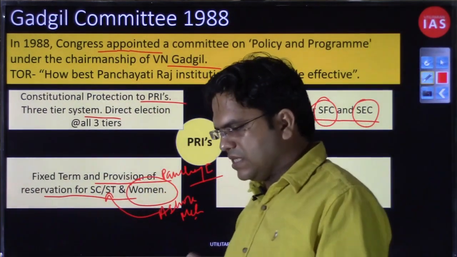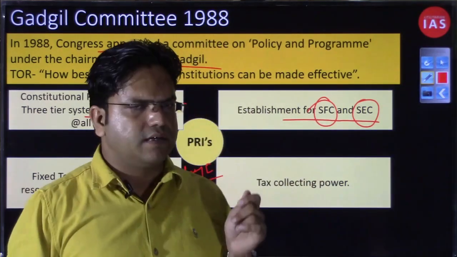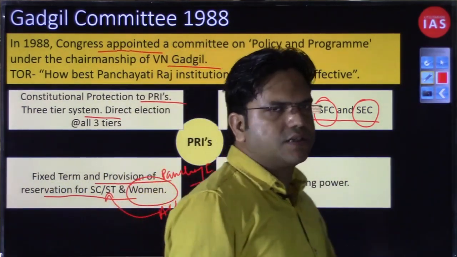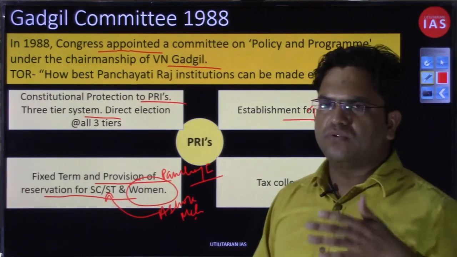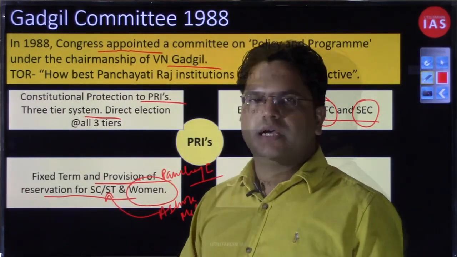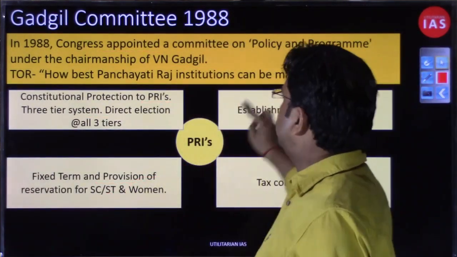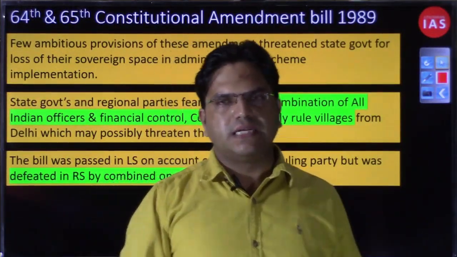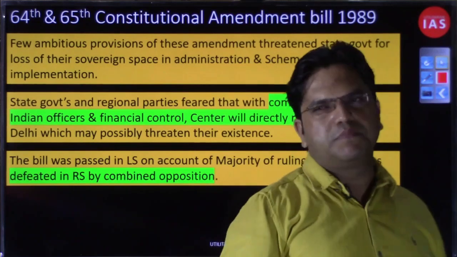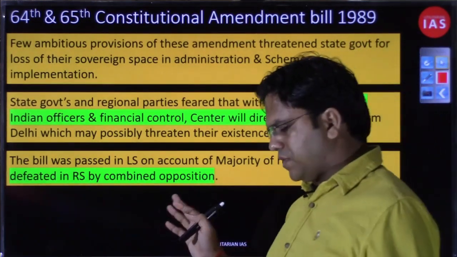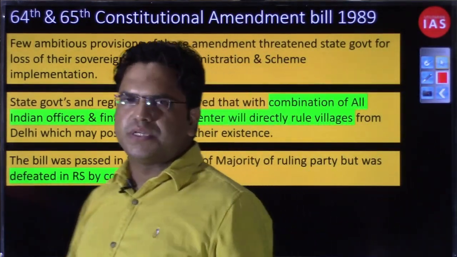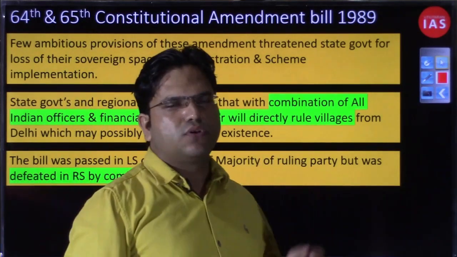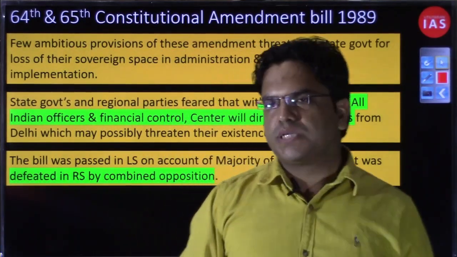So these are the committees that I had put up there. Besides that, there are the Hanumantha Rao committee, then the Thakshan committee, right? Those committee recommendations are not very important, and that's why I have not put them up. So after this Gadgil committee in 1988, in 1989 you had the Rajiv Gandhi government, which made its first unsuccessful attempt for the creation of PRI, Panchayati Raj institutions, in 1989 by the 64th and 65th constitutional amendment bill.